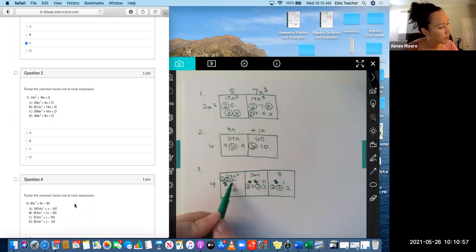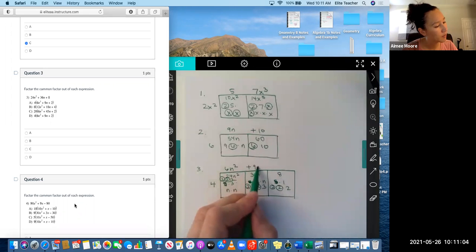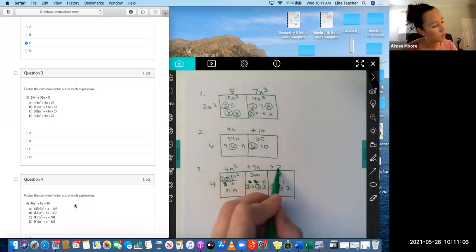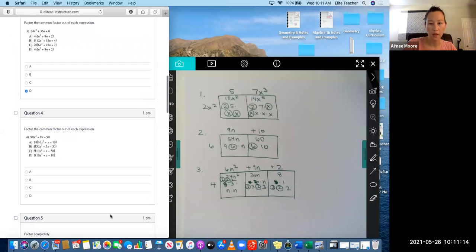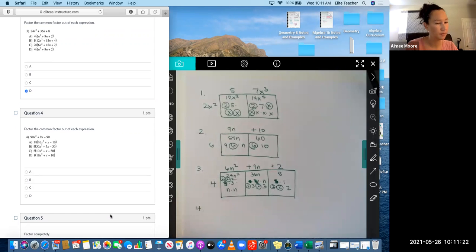We're left with 2 times 3, which is 6, n times n. 3 times 3 times n. And 1 times 2. That looks like it's D. Okay, why don't you guys go ahead and try number 4. And then send me in the chat if you get A, B, C, or D.